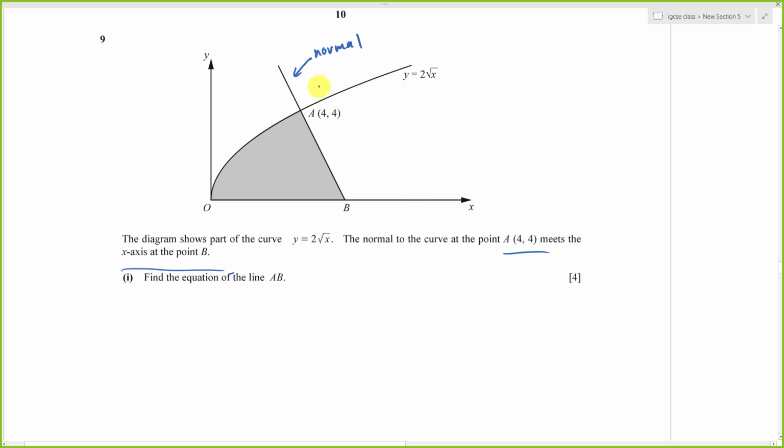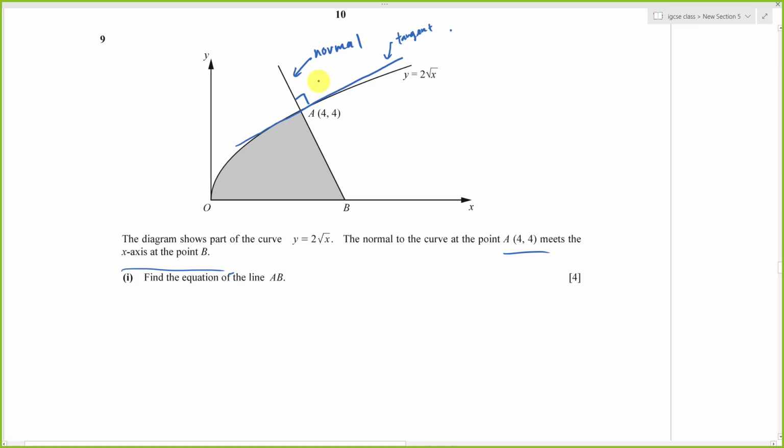If you cannot imagine the normal, try to draw a tangent line at the point A here. If I draw a tangent line here, you realize the tangent and normal form a 90 degree angle. So this is the reason why this line is a normal. And moreover, in this topic they love to give you the normal line. They always give you the line of normal, or the equation of normal. So you need to understand the meaning of normal here. It's the line which is perpendicular to your tangent.